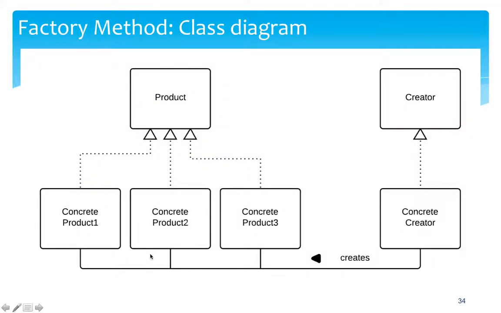So here is the class diagram for the factory method design pattern. This is a creator interface. Concrete creator should implement the minimum behavior requirements defined here, and the concrete creator creates one of the concrete products. All those concrete products have a common interface called the product. So this is the structure of the factory method design pattern.